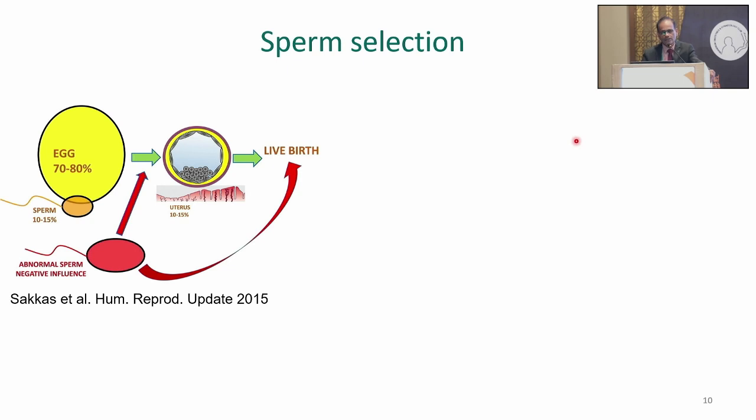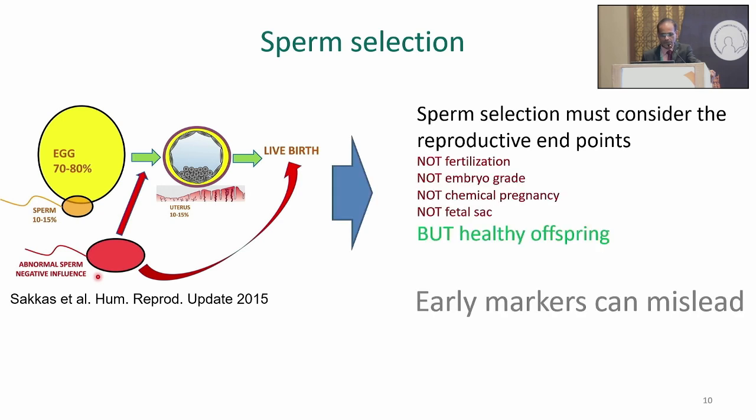So why do we need to really worry about sperm? Sperm contribution to live birth is only 15%, unlike the oocyte. The oocyte contributes significantly. It's a driving force for fertilization and early embryogenesis, whereas sperm contributes only 10 to 15%. But importantly, the negative influence made by abnormal sperm is 3 times higher than that of normal spermatozoa. Hence, it is very important to understand the pathophysiology associated with the sperm and its possible impact.